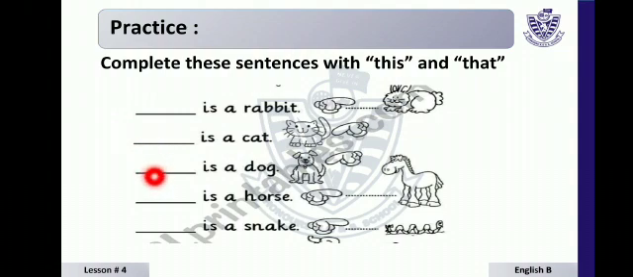Next one is dash is a dog. We can see that the dog is close to the speaker. So we will write here this. Next one is dash is a horse. We can see that the horse is far from the speaker. So we will write here that. Next one is dash is a snake. Snake is also far from the speaker. So we will write here that. That is a snake.